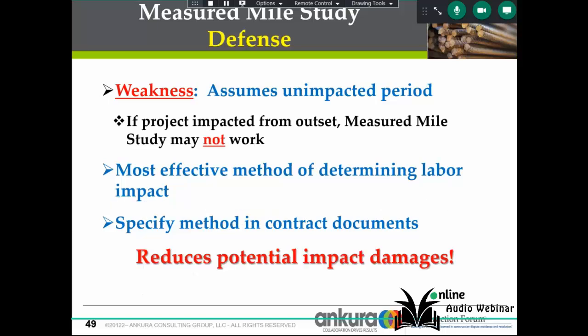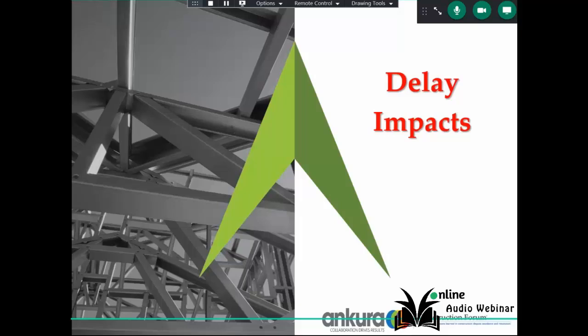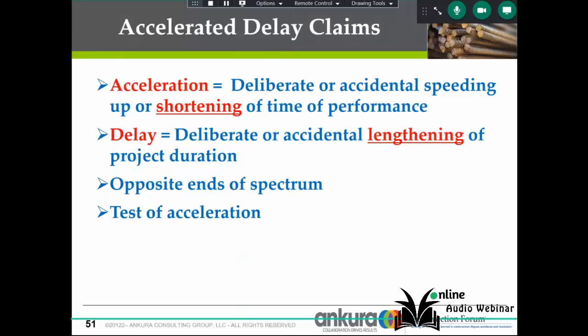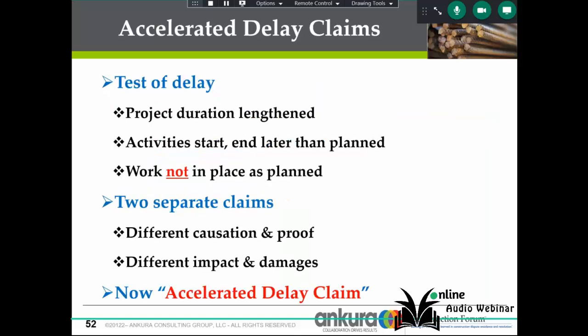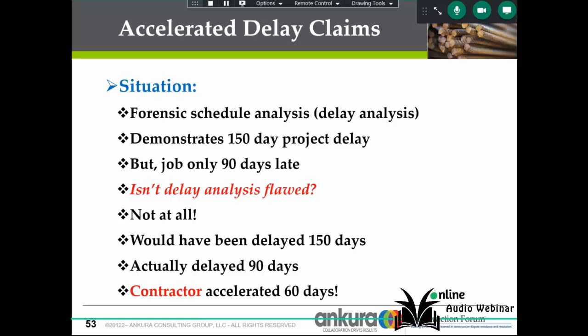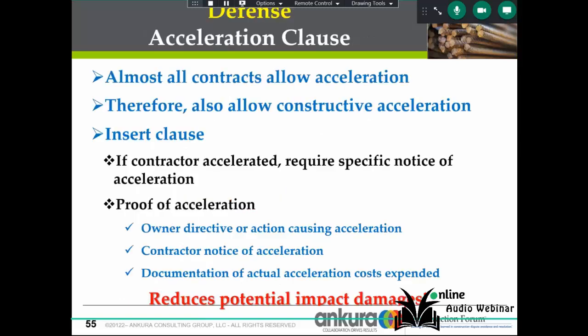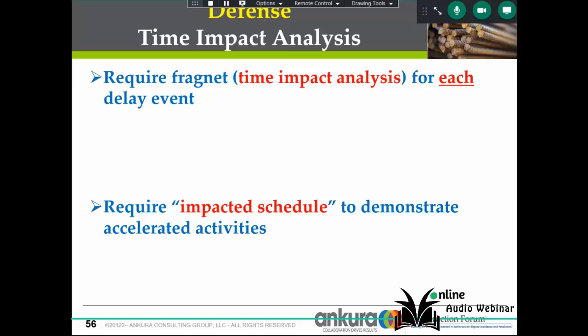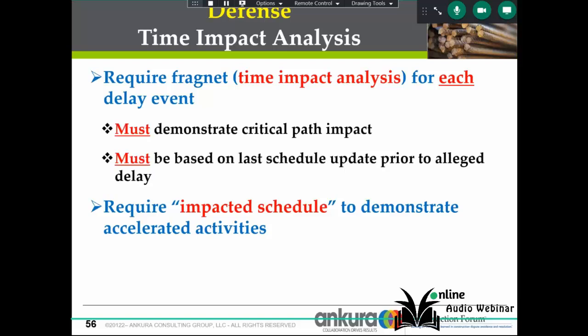Delay impacts. Acceleration. Acceleration is the deliberate or the accidental speeding up or shortening the time of performance. Guess what? There's an accelerated delay claim. Forensic schedule analysis or delay analysis done by the contractor. You should have a clause for time impact analysis. We call that a time impact analysis.